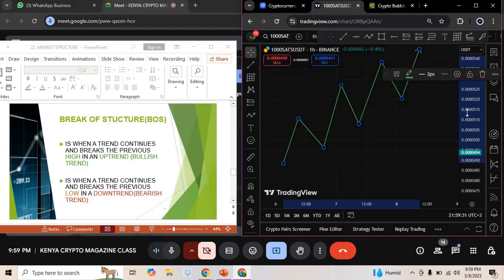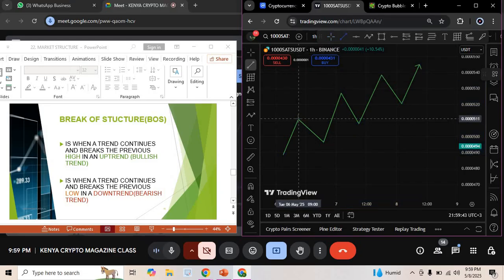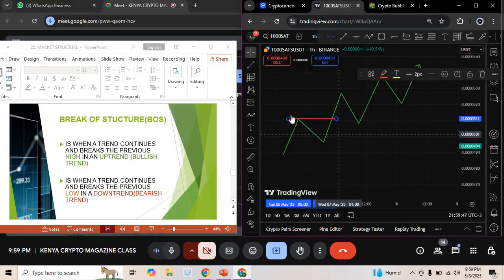Like that. A series of higher highs and higher lows. What are we being told? That is when a trend continues and breaks the previous high. So this was our high. Remember this is our high, the level at which the market continues and breaks. You can see it was broken. This high was broken at this level right here.